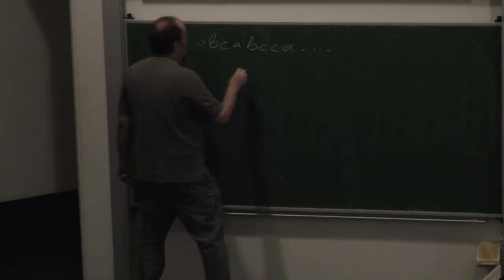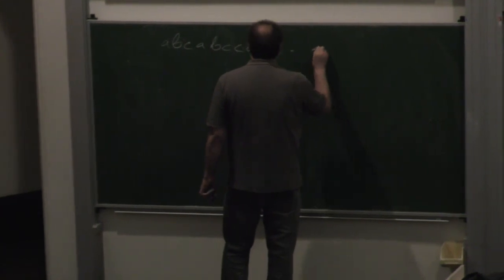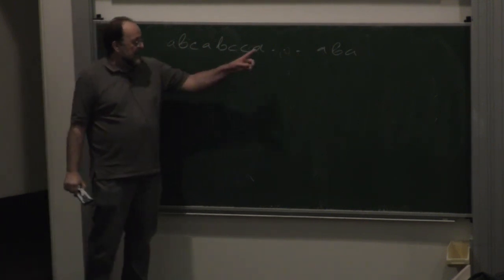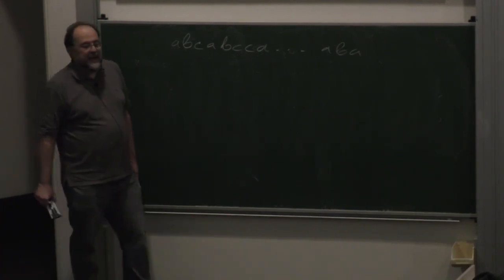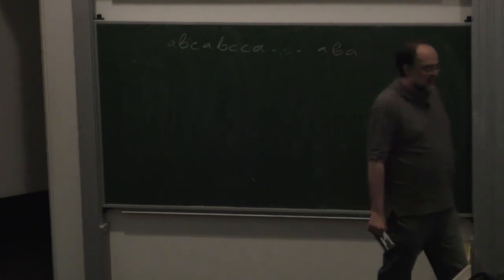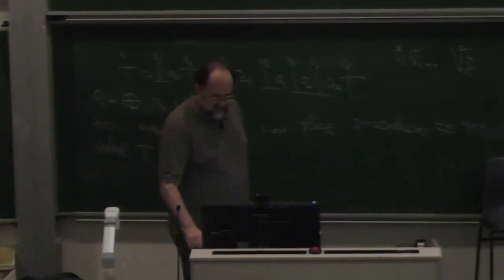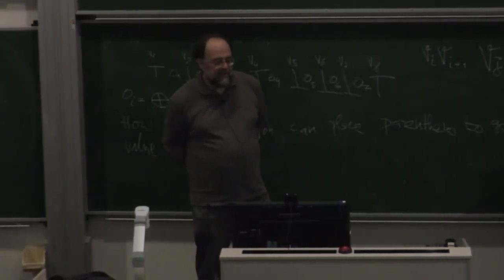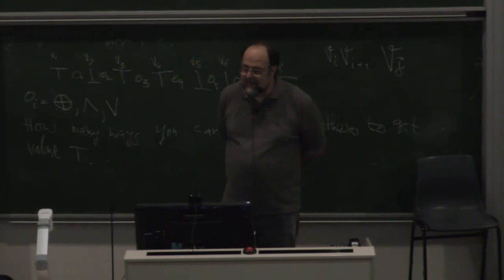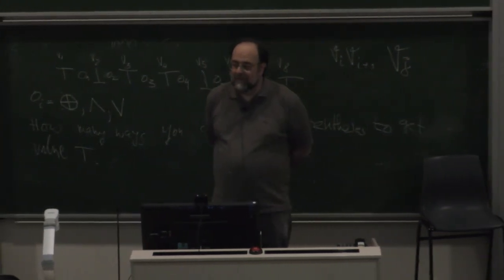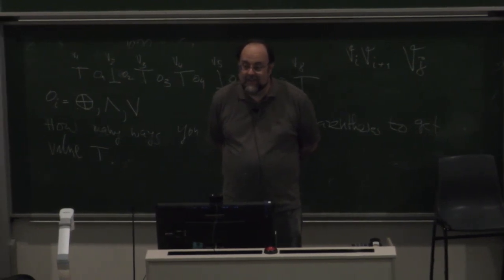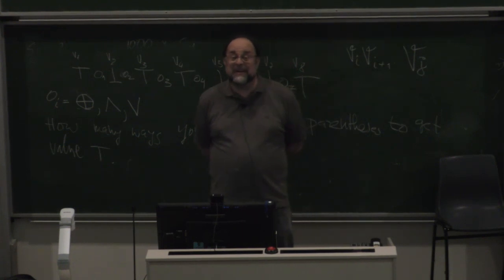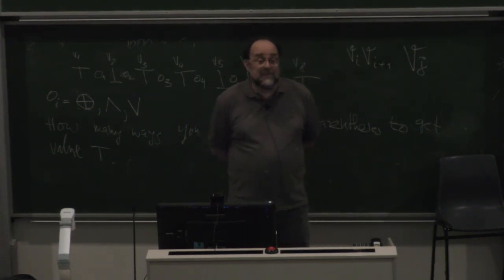You want to delete as few of them as possible to get a palindrome. There are two ways to solve this. One is by doing DP from scratch, but there is a very neat way to reduce this immediately to a problem that we have already solved. Any ideas how you would do it? Yes? Cut it in half, but you don't know where to cut in half. But the second part is actually the trick, what you said. Do longest common subsequence, but with what?